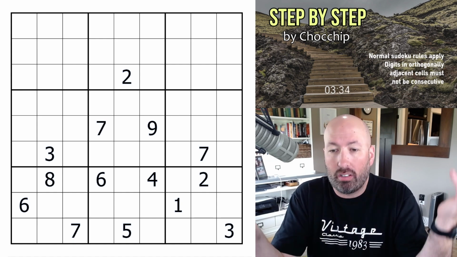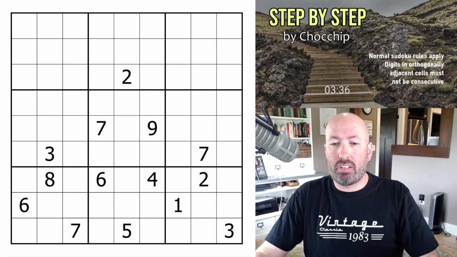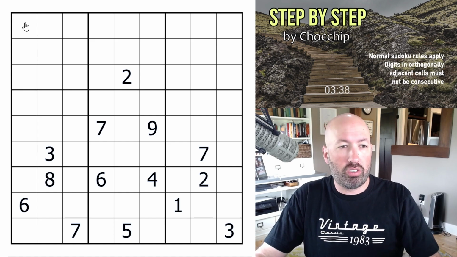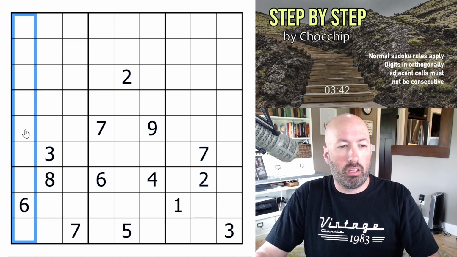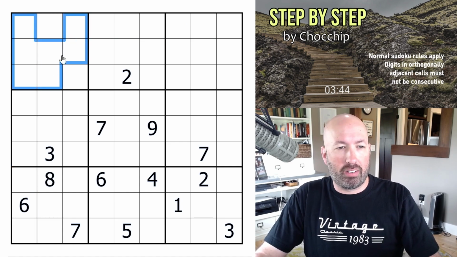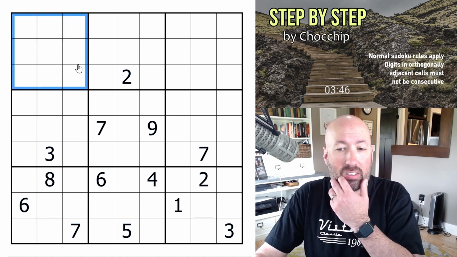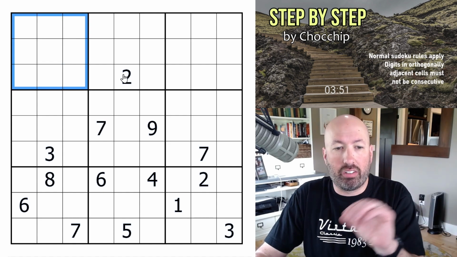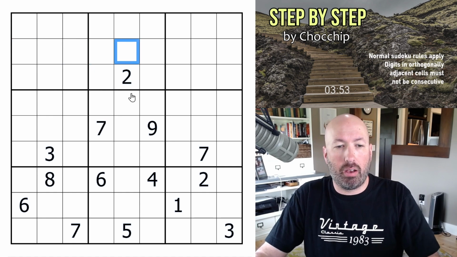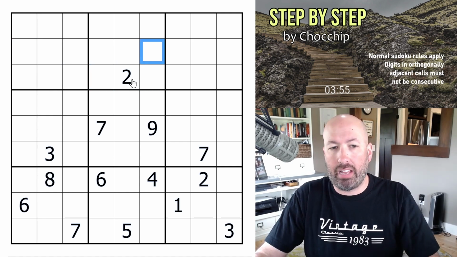And this one is, like I said, step by step, and it's just normal Sudoku rules, so we can't repeat a digit in any row, column, or the 3x3 boxes. And in addition, we can't have adjacent cells that are consecutive. So adjacent means to the left, to the right, up and down, not diagonal.